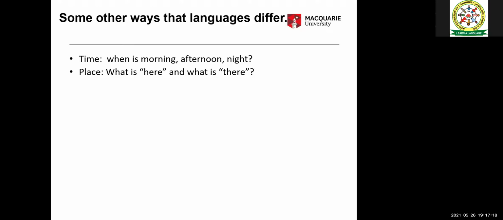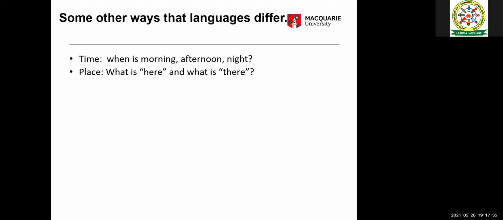Another one is place. What's here and what's there? In English, we have two words for that. We have here and there. And we used to, in Old English, we had a word yonder, which we don't use very much these days, but it means sort of over there in the distance.